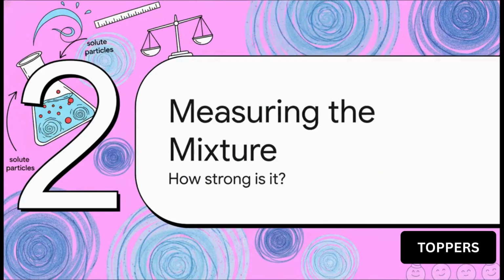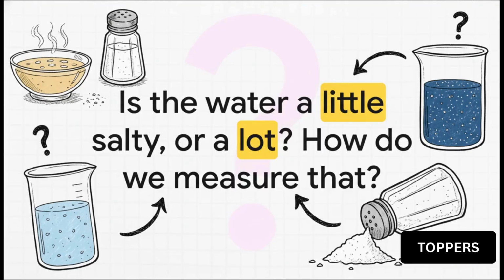Okay, so we've got our solute and our solvent all mixed up. We've got our party going. But that brings up a new question, doesn't it? How do we describe the party? How do we measure exactly how much guest is mingling with the host? I mean, if you were making soup, this would be a really important question, right? Is it just a tiny pinch of salt? Or did you accidentally dump the whole shaker in? In science, we need a really precise way to answer that. How do we put a number on the saltiness?